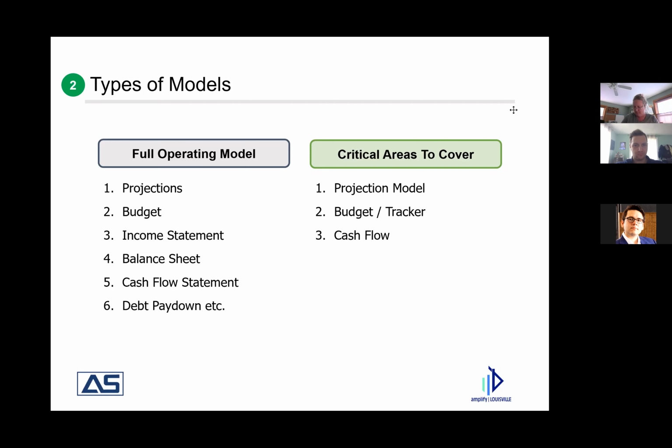So when you're looking at starting your business, those are the three that I really encourage you to focus on, because they're going to give you the most bang for your buck. The projection model is going to let you know, and we'll talk more about this, if it's viable. The budget's going to let you be accountable, and the cash flow is going to keep you safe. It's basically the lifeblood of every organization.